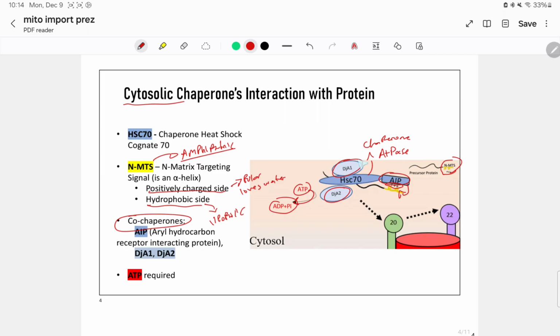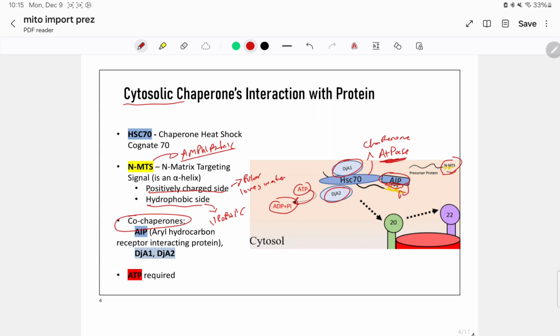Now, what else do DJA1, DJA2, and AIP do? AIP, DJA1, and DJA2 enhance the ATPase activity of this chaperone HSC70. So that's great. They actually assist HSC70 by transporting the protein through the cytosol and towards the outer membrane of the mitochondria.